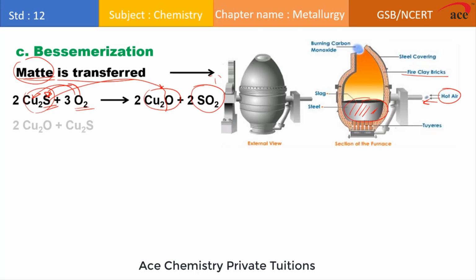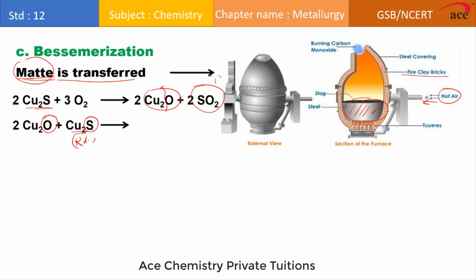So how is the self reduction carried out within this converter? This copper 1 oxide which is formed combines with the remaining copper 1 sulfide, and this remaining copper 1 sulfide helps in reducing copper 1 oxide. So the oxygen of copper 1 oxide gets removed and combines with the sulfur of copper 1 sulfide. So when this sulfur and oxygen combine, it releases what? Sulfur dioxide gas, and what is obtained in this case is the reduced product of copper 1 oxide.